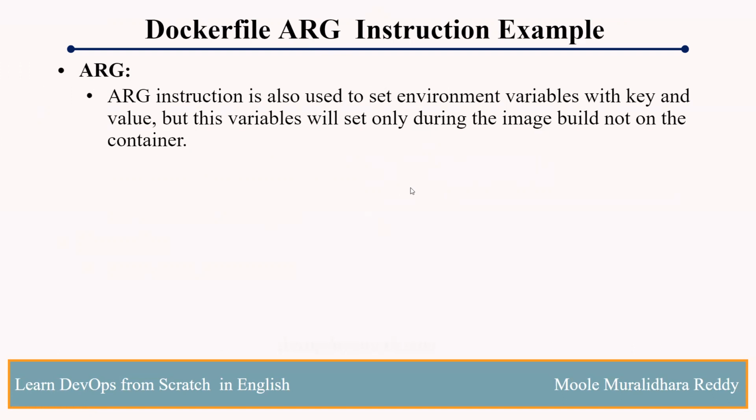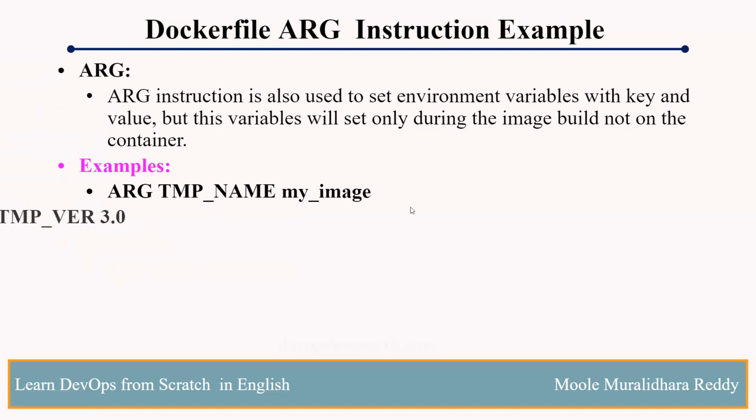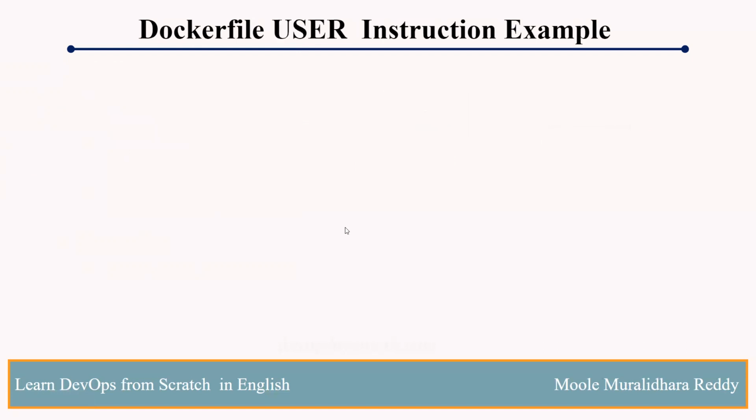You have to take the decision based on the condition. For example, if I want the environment variables to be available in both build time and container running time, you have to use the ENV instruction, as we used earlier. In case you need it only at build time and not at container running time, you can use the ARG instruction. Here also we have both shell form and executable form. Here, if you observe, ARG temp name, I'm giving my image. If you want a temp version, you can give it like this.